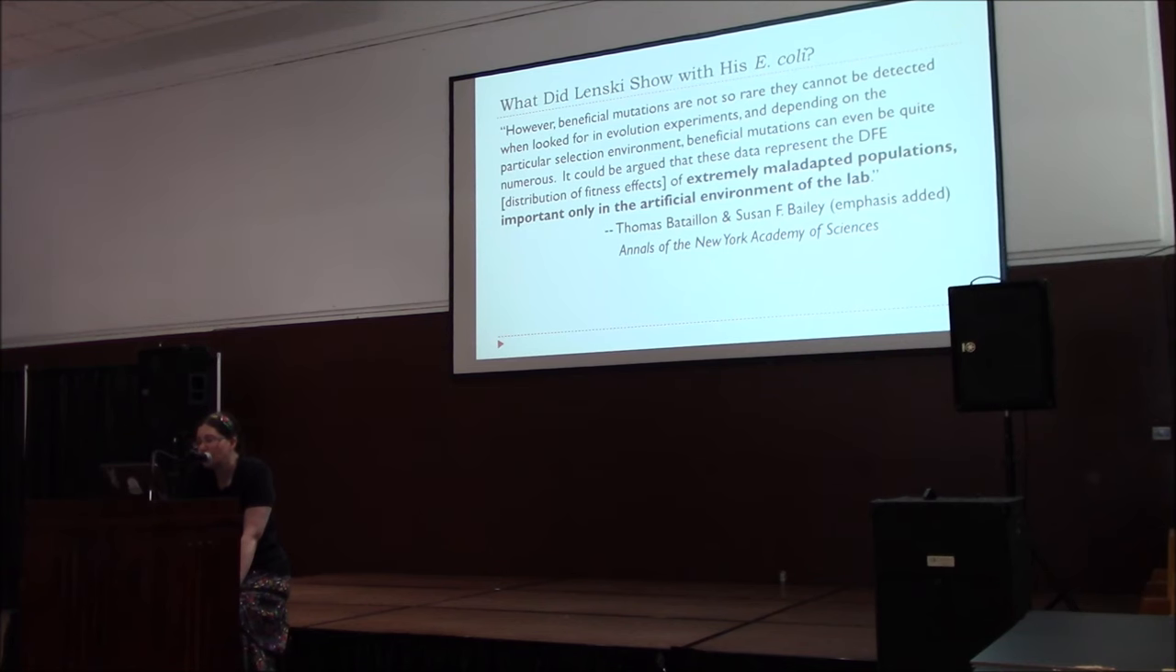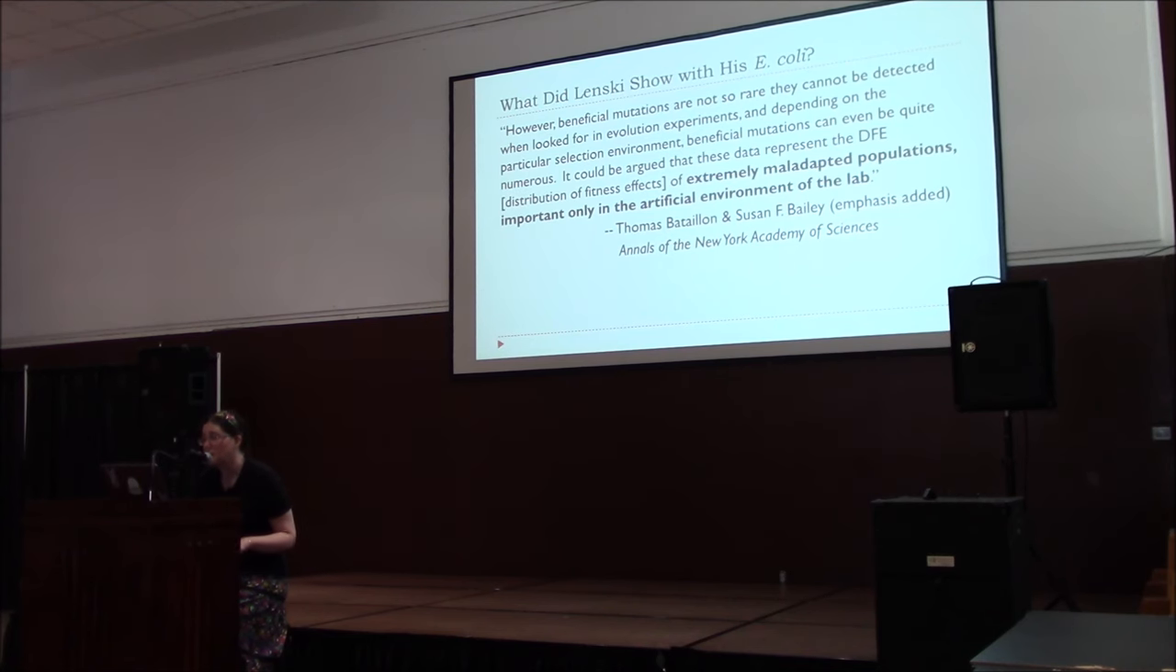They say that beneficial mutations can be detected when you look in the laboratory in these evolution experiments. But you could argue that the detection of these beneficial mutations represents fitness effects of, as they call them, extremely maladapted populations. Maladapted means you're not going to survive very long in the wild. A chihuahua is fairly maladapted, especially if you take them to Alaska. They won't make it. And these beneficial mutations are important only in the artificial environment of the lab. So it's not just Dr. Sanford who's pointing this out. This is known in the evolution community as well.